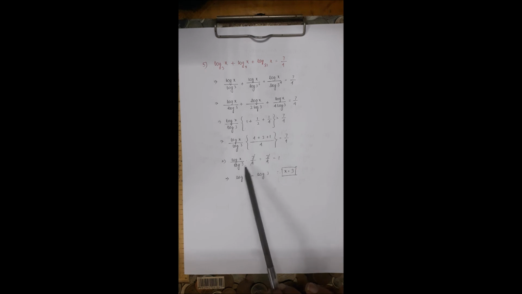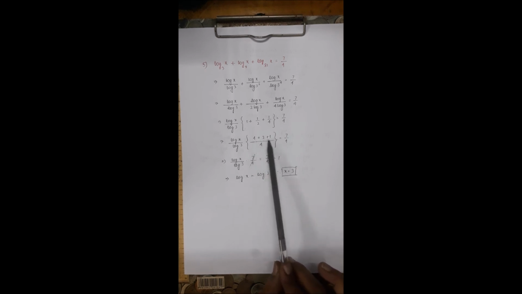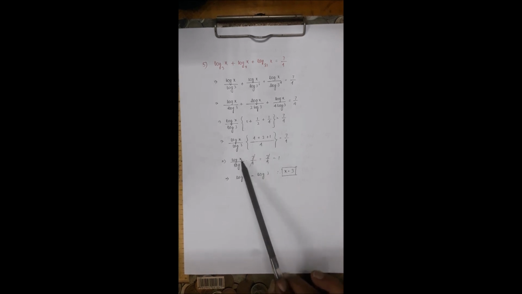So log x by log 3 into 4 plus 2, 6 plus 1, 7 by 4 equals 7 by 4. This 7 by 4 and this 7 by 4 will cancel each other. So you will get log x by log 3 equals 1. So if you cross multiply, you will get log x equal to log 3. Comparing both sides, you will get x equal to 3.